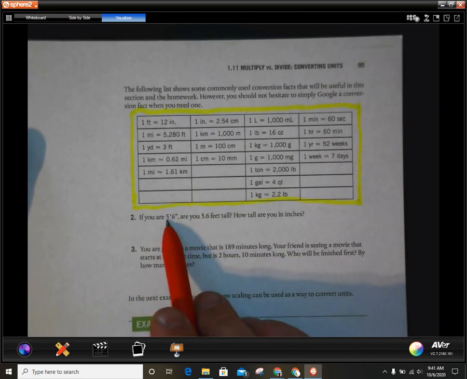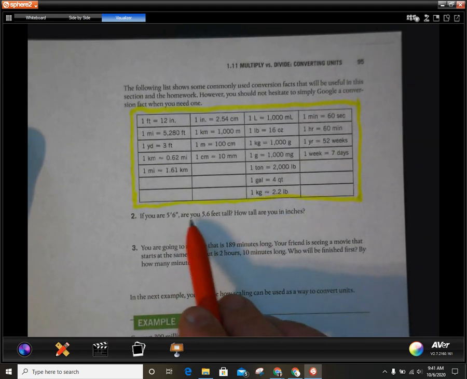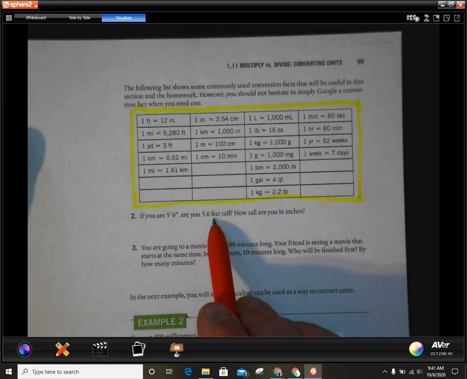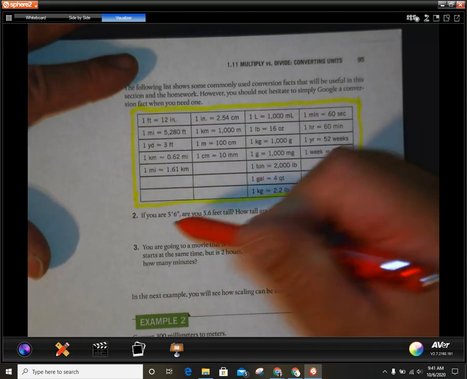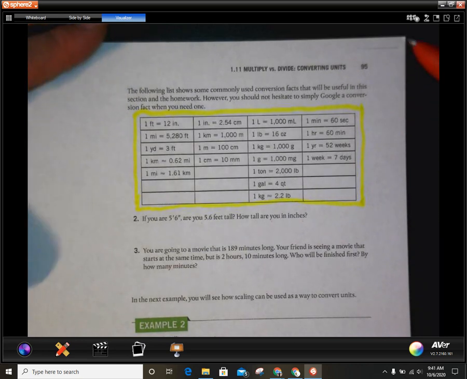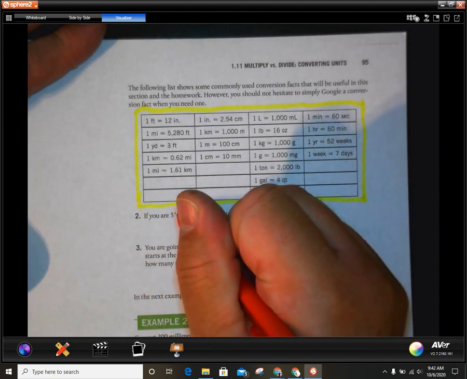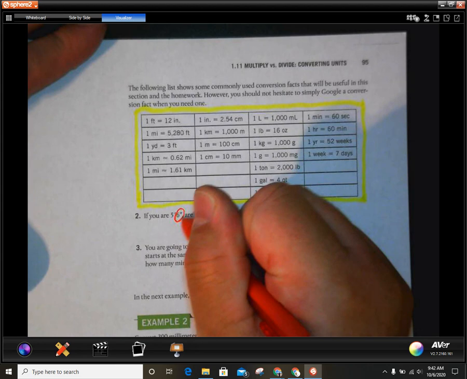Okay, let's start with number 2 here. If you are 5'6", 5 feet 6 inches, are you 5.6 feet tall? And how tall are you in inches? Okay, so we got to think about this. The 5 feet is not a problem for us. We get to this 6 inches. This is where a lot of students make the mistakes.